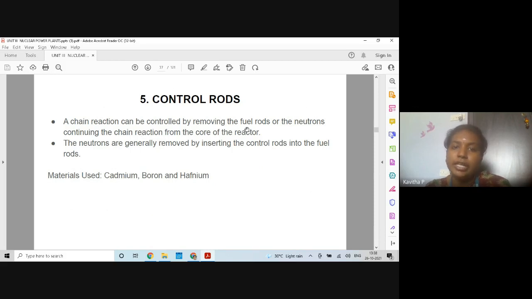And the chain reaction can be controlled by removing the neutrons continuing the chain reaction from the core, and neutrons are generally removed by inserting the control rods into the fuel rods. And the main materials used as control rods are cadmium, boron and hafnium.